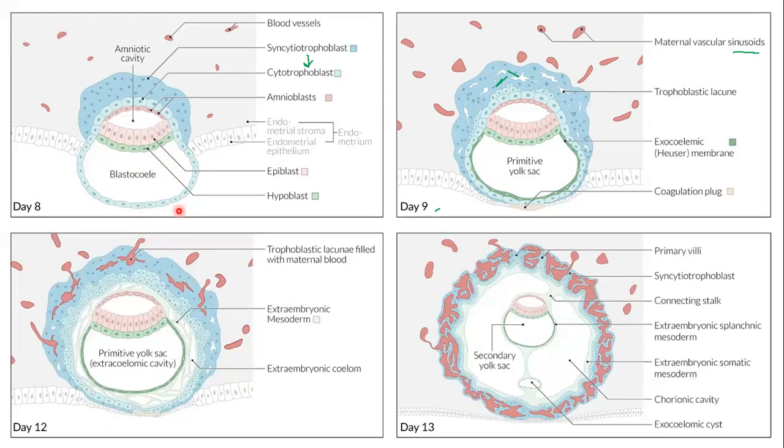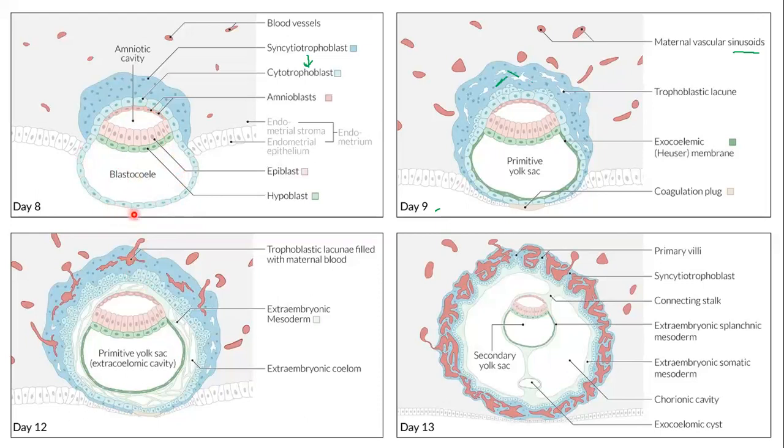So we see that on the eighth day, as I have already said, everything becomes two. The cavity which is formed is the amniotic cavity, and we already have our blastocyst cavity. So there are two types of cells also formed when we talk about the cavities: one is amnioblast cells and one is epiblast cells. The hypoblast now produces some cells down.